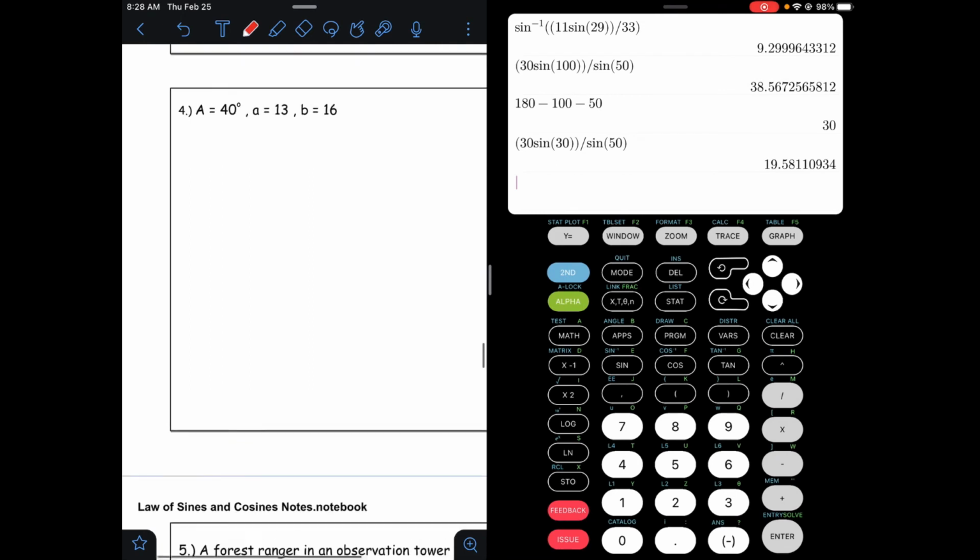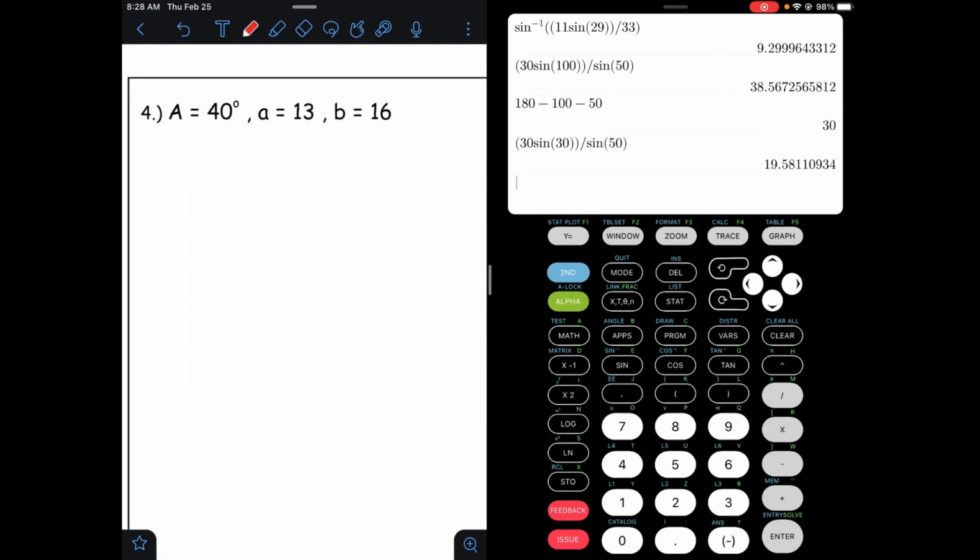All right, let's go ahead and try number 4 here. So let's set it up. We've got that A is 40, little a is 13. So again, we have our angle 40, side 13. And then the side of B is 16. So we don't know angle B, we don't know angle C, and we don't know side C.